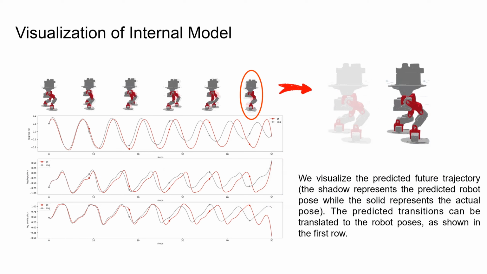We evaluated the internal model's performance by visualizing the predicted future trajectory, as shown in the figure. We converted the predicted transitions to robot poses and displayed them in the first row of the figure. The shadow indicates the predicted robot pose and the solid indicates the actual pose. The curves indicate the joint trajectories. The results show that the internal model's prediction is accurate for the first 10 steps. However, the prediction error increases as the augmentation depth increases.